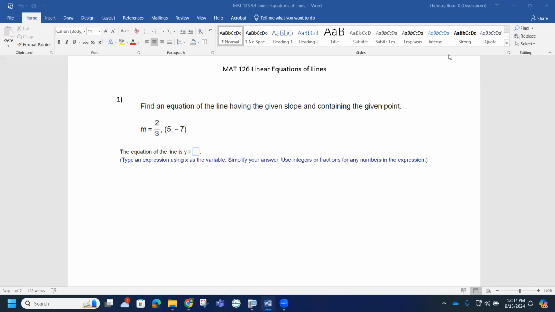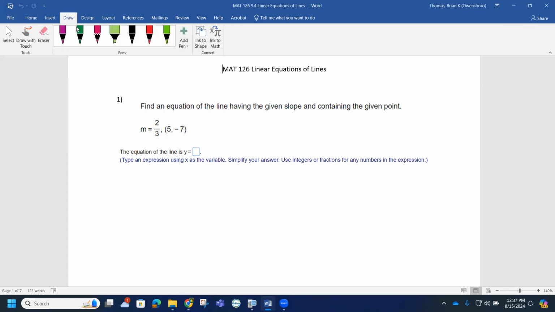So this is moving into 9.4, creating equations of lines. The first question says, find an equation of a line having the given slope and containing the given point. Now remember, if the given point was in the form (0, y), that's a y-intercept, and we could have used y equals mx plus b. By inspection, we do know the slope, but this does not represent the y-intercept.